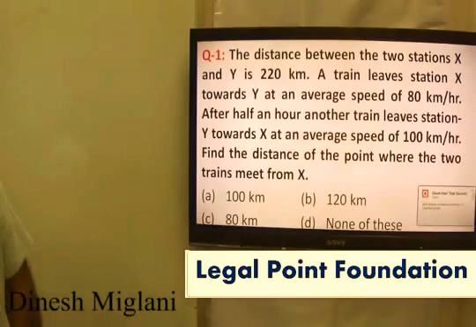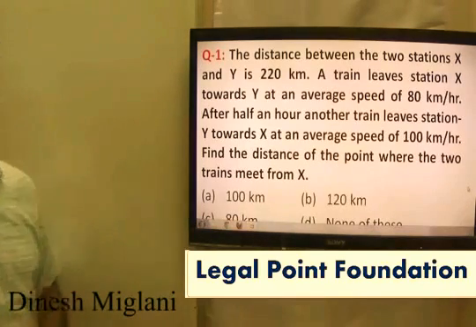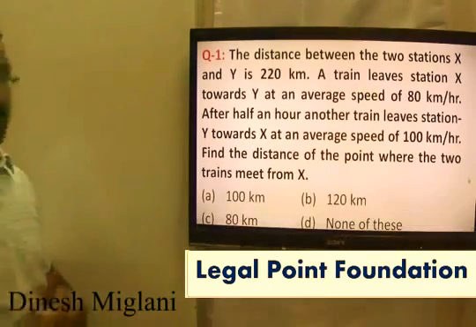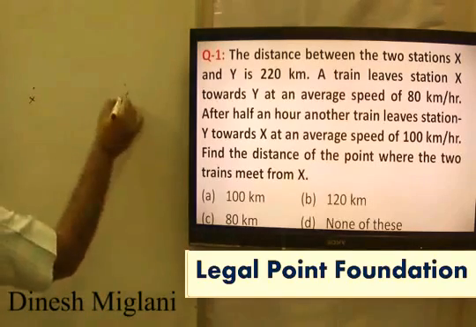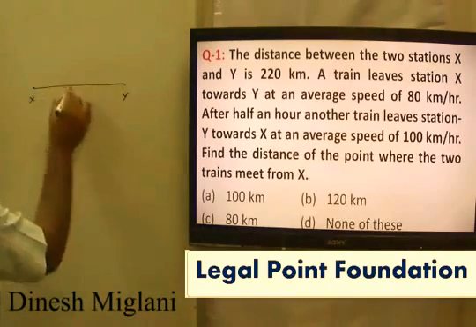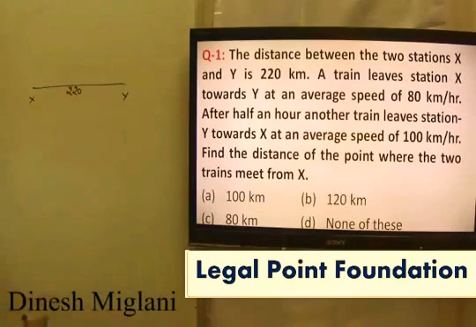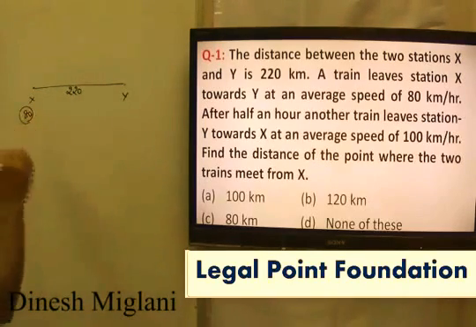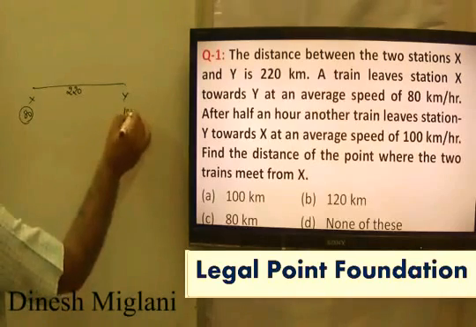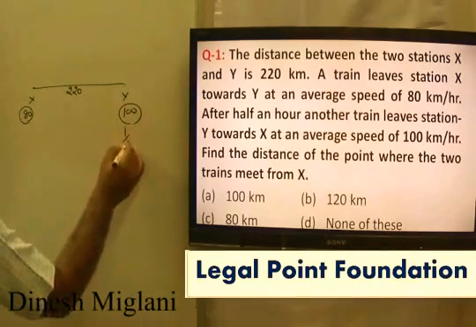Now when I look at this problem, it is given that there are two stations, first is X and second is Y. The distance between them is equal to 220 km. The train that starts from here with an average speed of 80 and the train that starts from here with an average speed of 100. But it starts after half an hour, right?